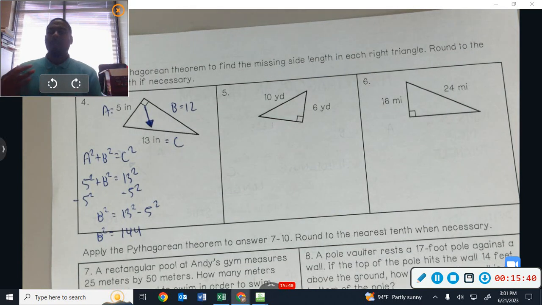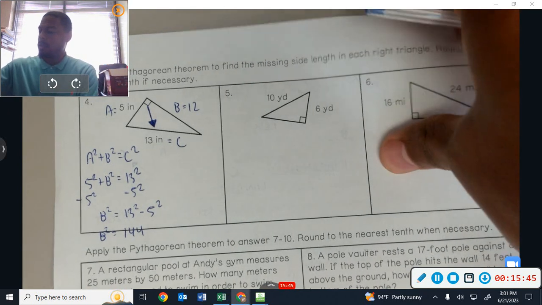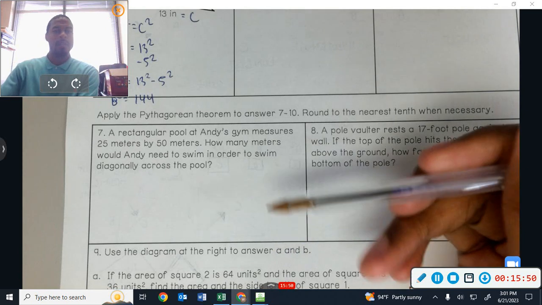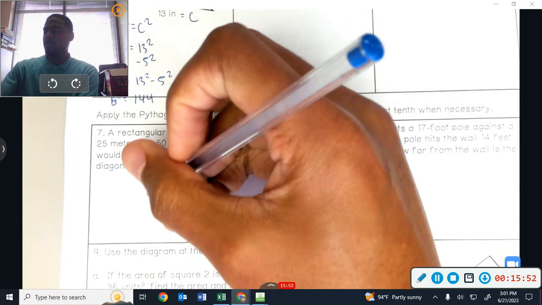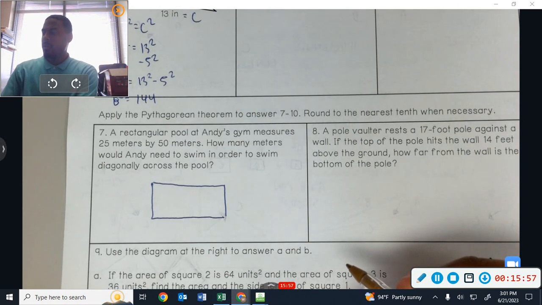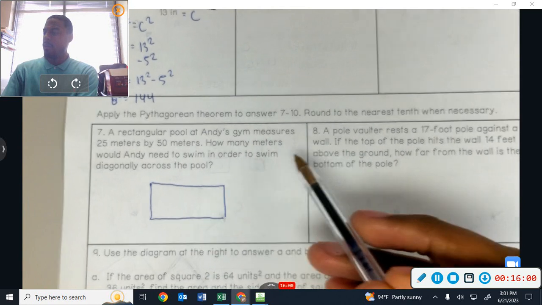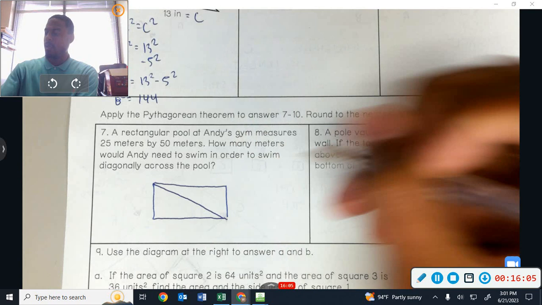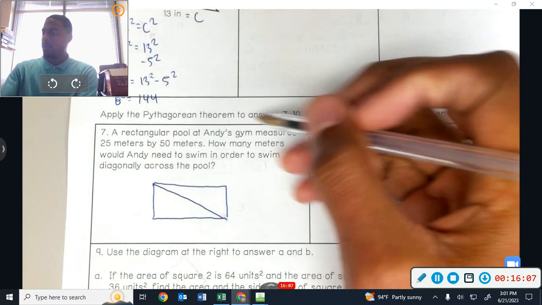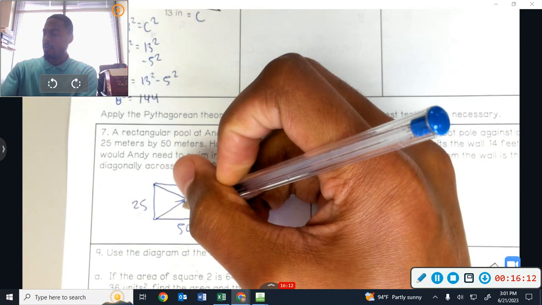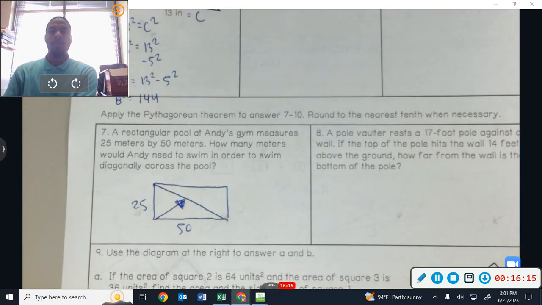All right. Try these questions. Okay. Work with them. Some of these you will have to actually draw a picture. So use your imagination. A rectangular pool. I'll help y'all out with this one. Rectangle. Okay, how many meters would Andy need to swim in order to swim a diagonal? Diagonal means from corner to corner. Okay, a rectangle pool has a measure of 25 and 50. Okay, that's your right triangle right there.